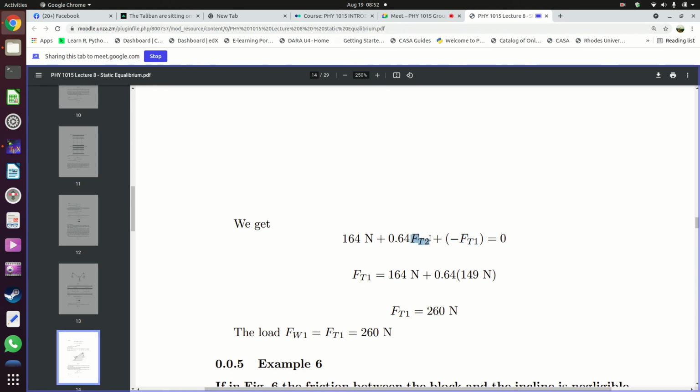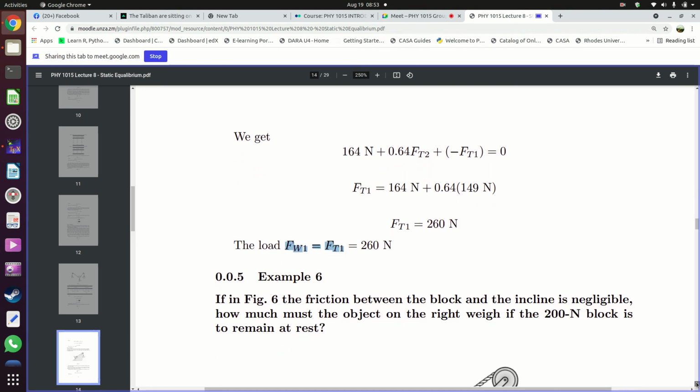This is 149. So FT1, when you take this bit to the other side, you're going to have FT1 equals 164 newtons plus 0.64 times the 149 you have found, and you're going to end up with FT1 equals 260 newtons. So if the tension in the first drop is 260 newtons, then it means that the weight is also equal to 260 newtons. Are we clear?